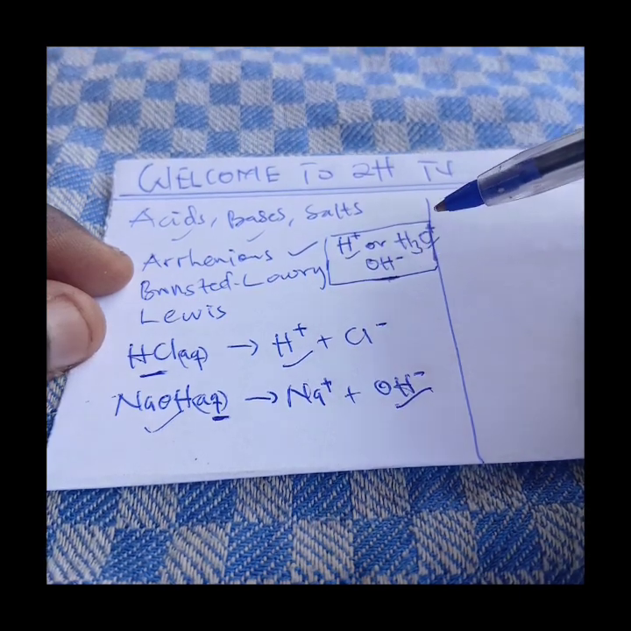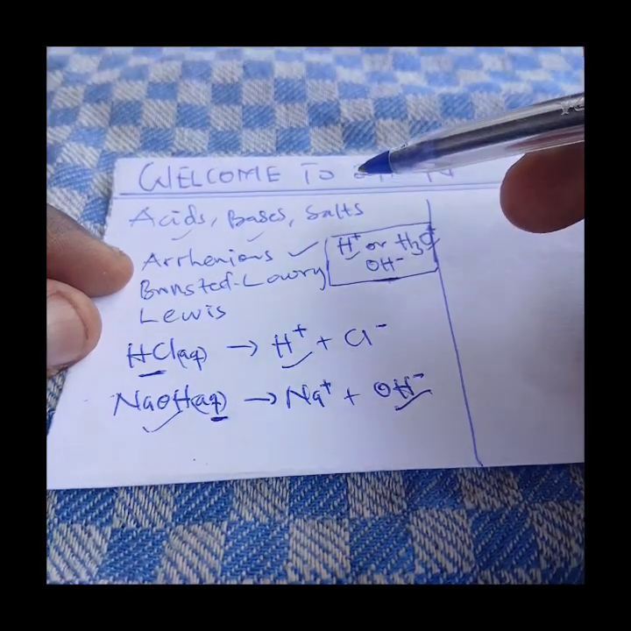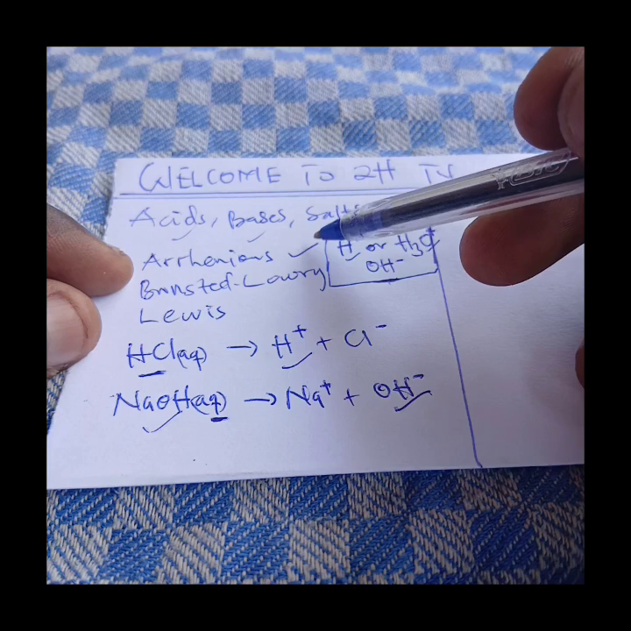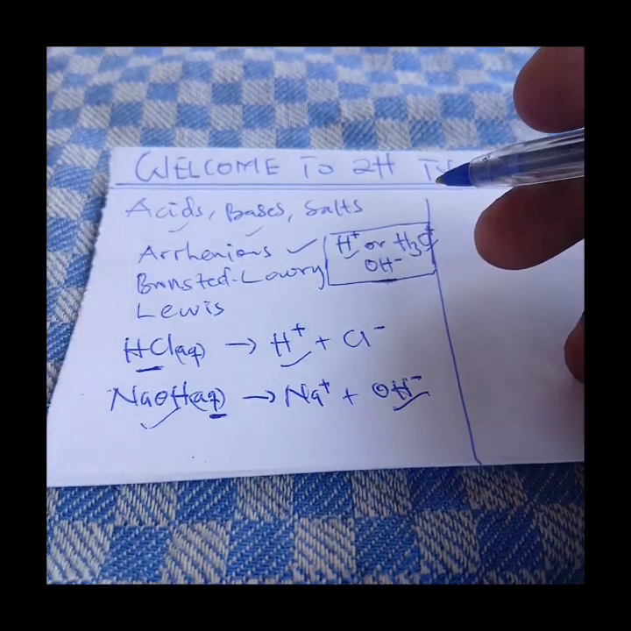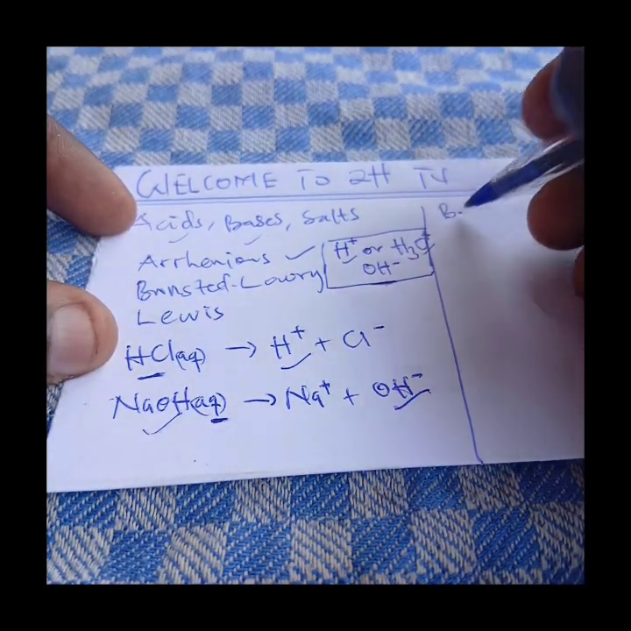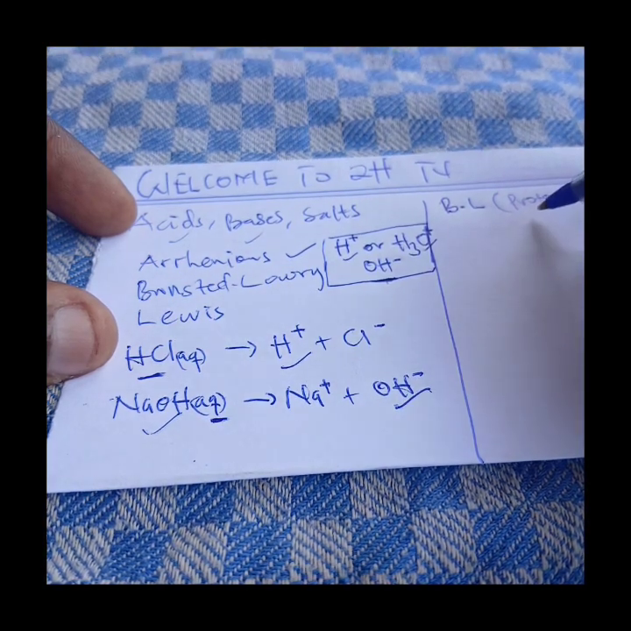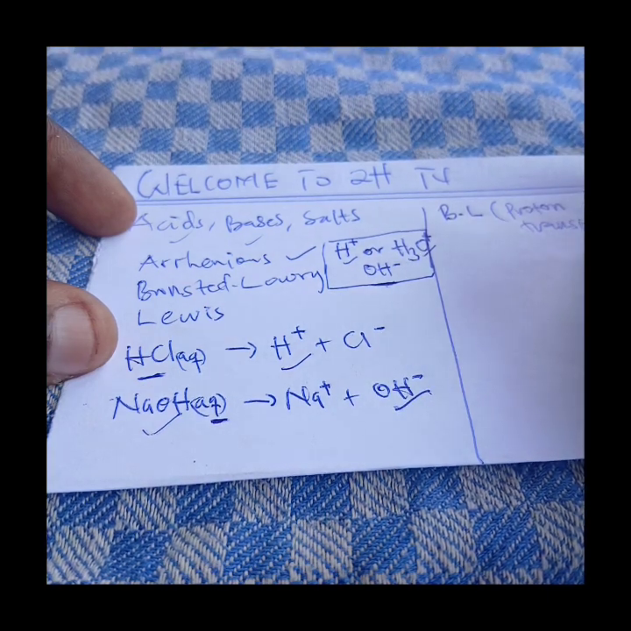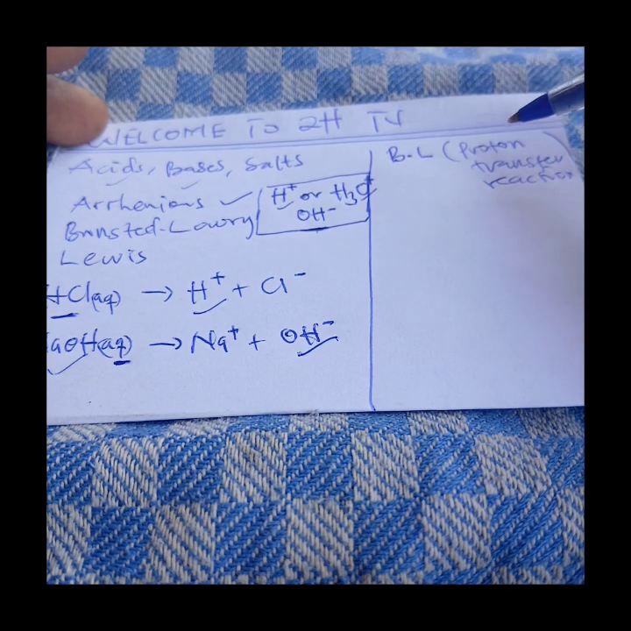So this brought about the limitation of what? The Arrhenius acid. It was only limited to the concept of a substance being dissolved in water and being able to produce H plus ion or OH minus ion. So Bronsted and Lowry brought up their definition, and the Bronsted-Lowry definition was based on proton transfer reaction. Bronsted and Lowry based their definition of acids and bases on the concept of proton transfer reaction.